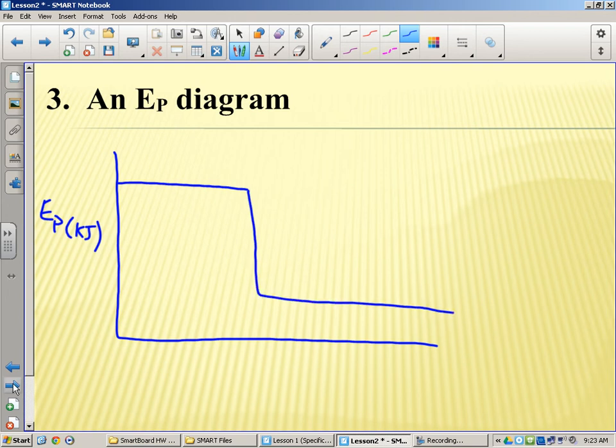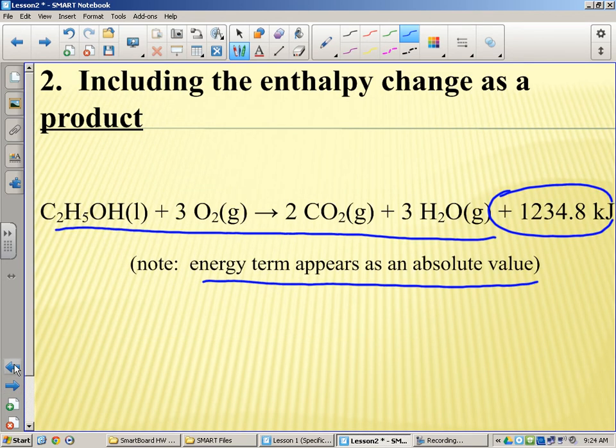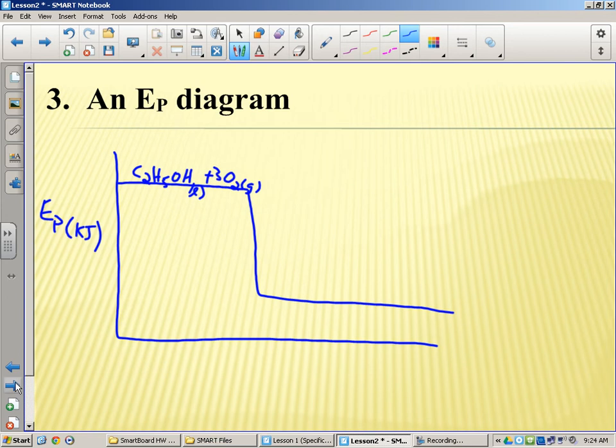Right here, what was it, ethanol? C2H5OH. I think that's a liquid, if I'm not mistaken. And oxygen. We need to balance it. I'm going to be lazy here. 3. On the other side, we're going to get our products, which of course would be CO2 gas and water gas.